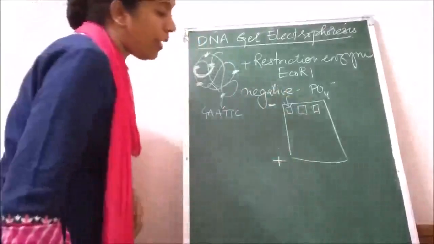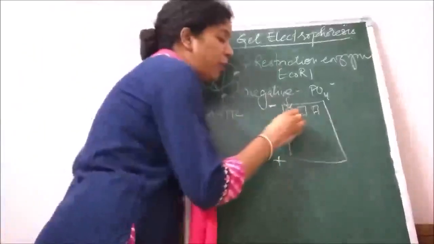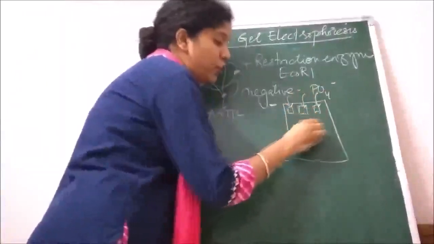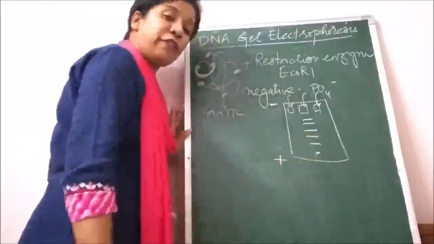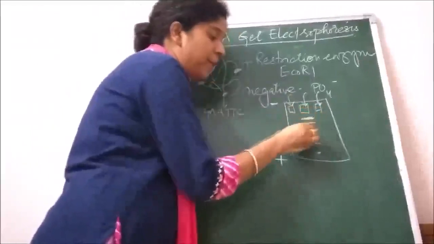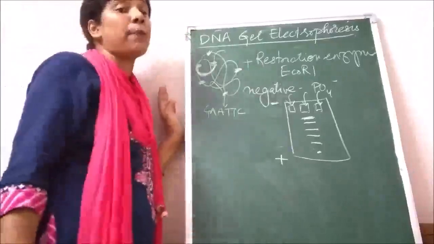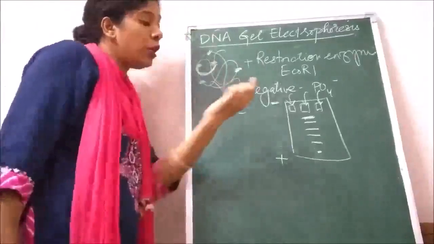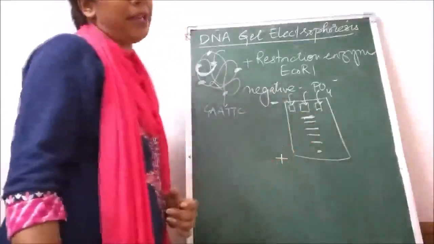Now while we are loading this DNA into these wells, they are going to be separated on the basis of their size. Whatever is small in size is going to move the fastest. Whatever is larger in size is going to move the slowest. And they are going to move as per their size, which is inversely proportional to their molecular weight or size. The smaller the DNA molecule, the more migration it will do. The larger the DNA molecule, the less migration it will do.